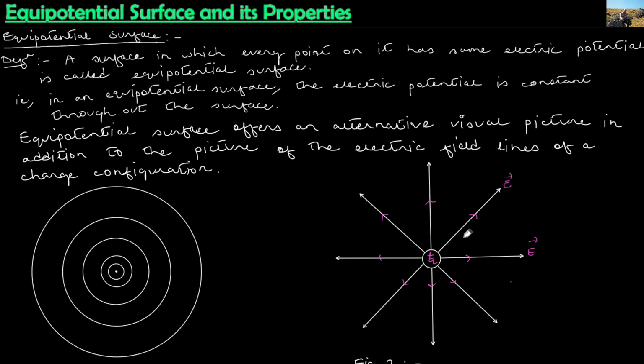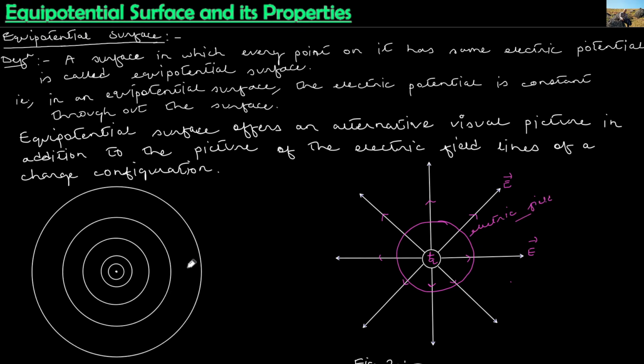Similarly, if I draw a surface surrounding these electric field lines, we will get some kind of a surface in the electric field.